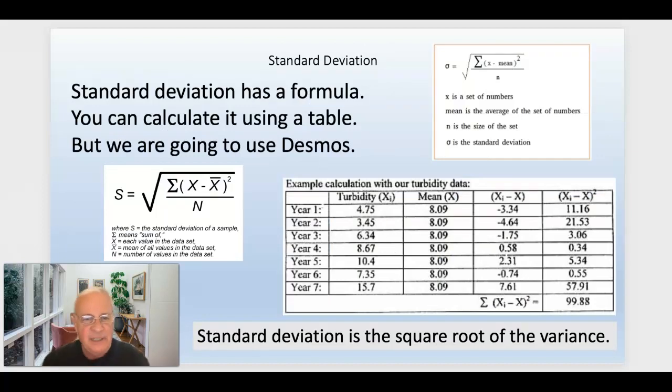Standard deviation has a great big long formula. You can calculate it using a table, but it takes a while. We're going to use Desmos or a graphing calculator. I just want you to understand it comes from somewhere. You might need to know that standard deviation is the square root of the variance. This is a square root sign right here. To get to the standard deviation, we're taking the square root of the variance. This is called the variance inside here.